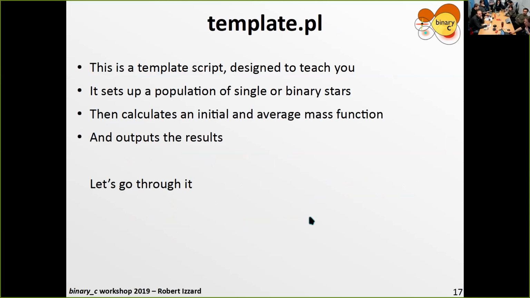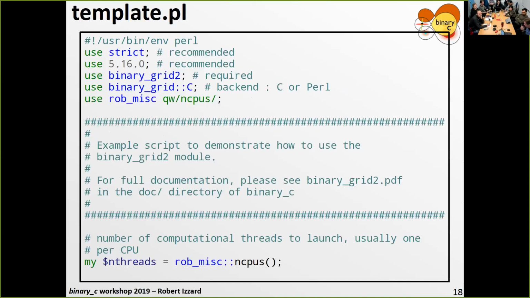So we have a template script. We're going to go through that. It allows you to set up single or binary stars. Of course, in that grid, I only set up single stars, but we'll go through the binary stars in a minute. What the template does is calculate an initial mass function and then an average mass function, assuming a constant star formation rate for the population. So let's go through the template and see what's in there. The reason I do this is because I know a lot of you aren't familiar with Perl scripts.